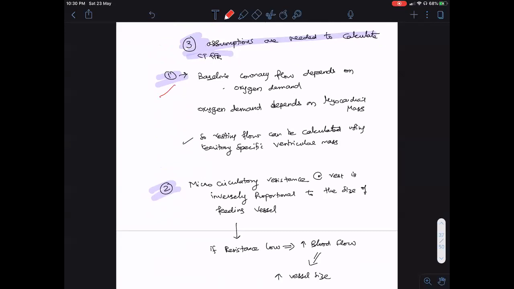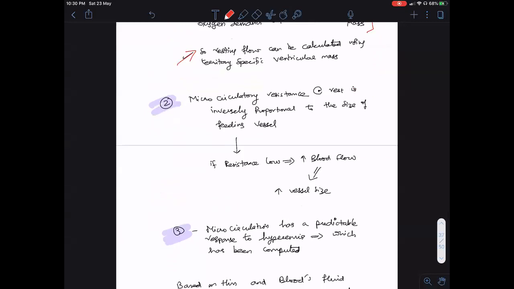baseline coronary flow depends on the total oxygen demand. We know this. The total oxygen demand depends on the myocardial mass. By using these two, we can understand that the total resting flow can be calculated using the total ventricular mass. If the ventricular mass is more, then the resting flow is more. If the ventricular mass is less, the total resting flow of the artery supplying that specific myocardium is less. This is the first assumption.